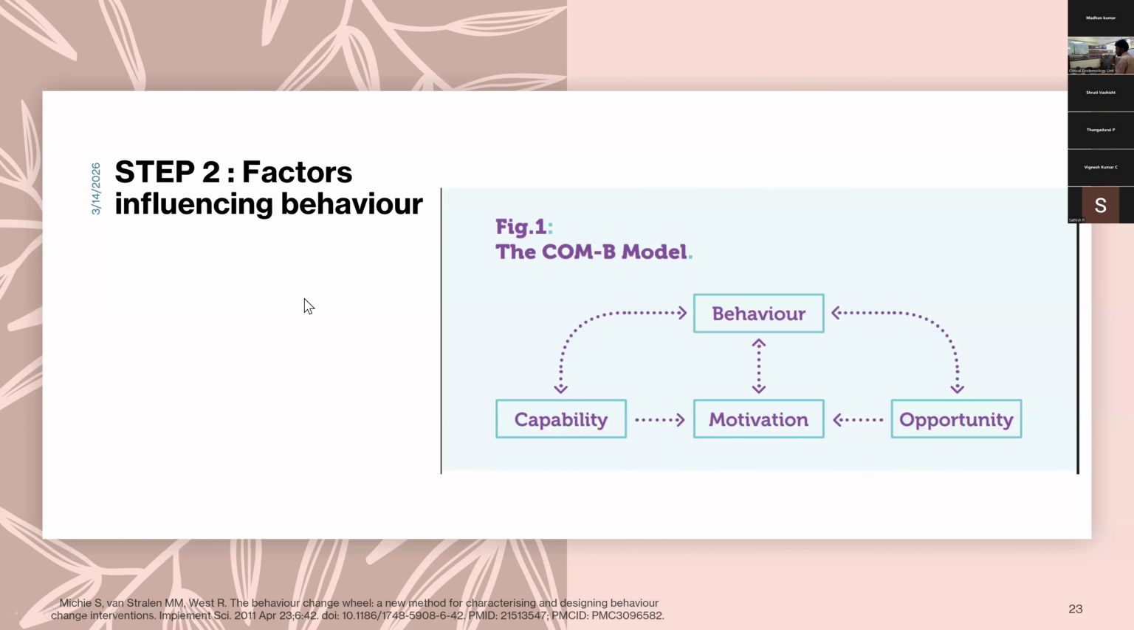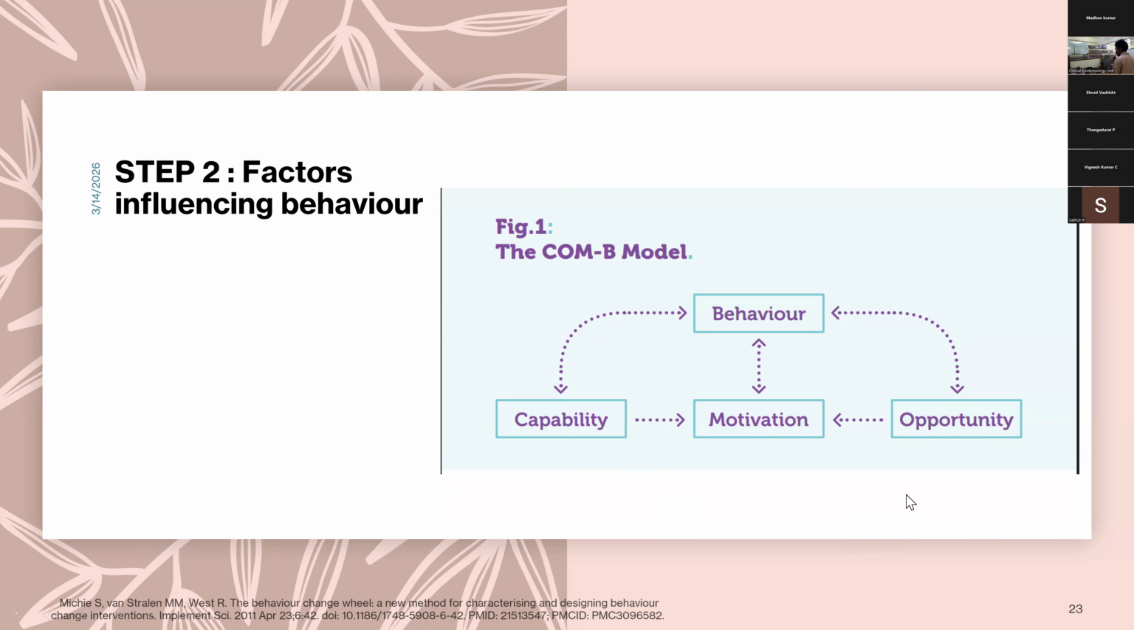Step 2 would be to assess the factors that will be influencing behavior change. So this is the COM-B model of behavior change, and it says that the factors that influence behavior change are capability, motivation, and opportunity. Say, for example, in our scenario of DVT prophylaxis, capability would mean knowledge of the doctor about DVT prophylaxis and how helpful it is to prevent DVT, and knowledge of the doctor to assess the bleeding risk in the participant before initiating DVT prophylaxis.